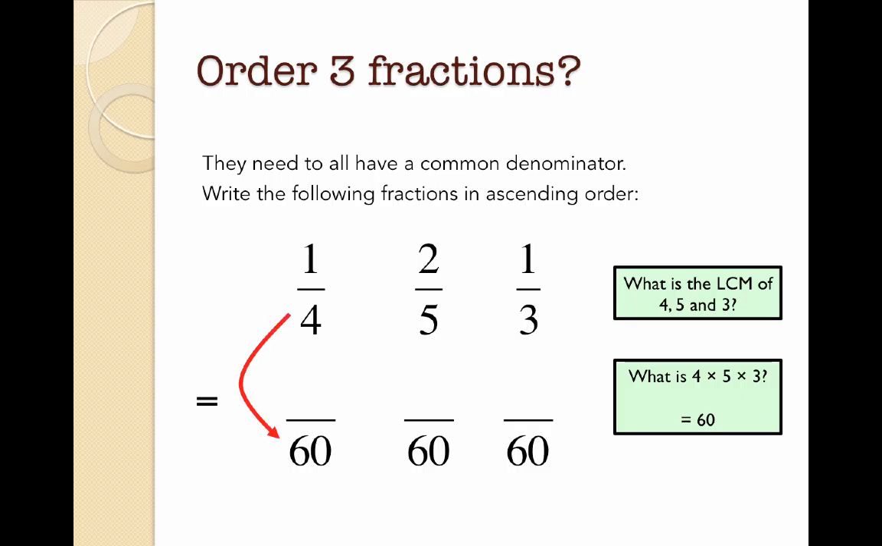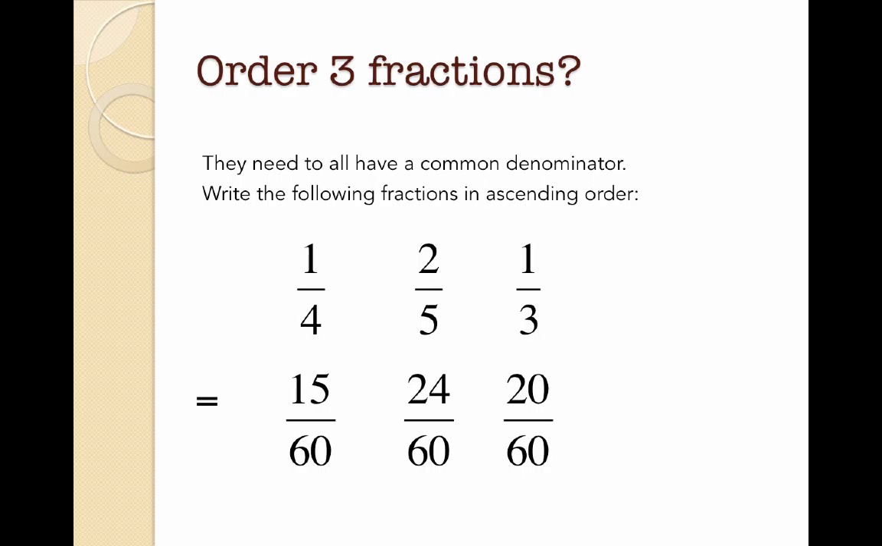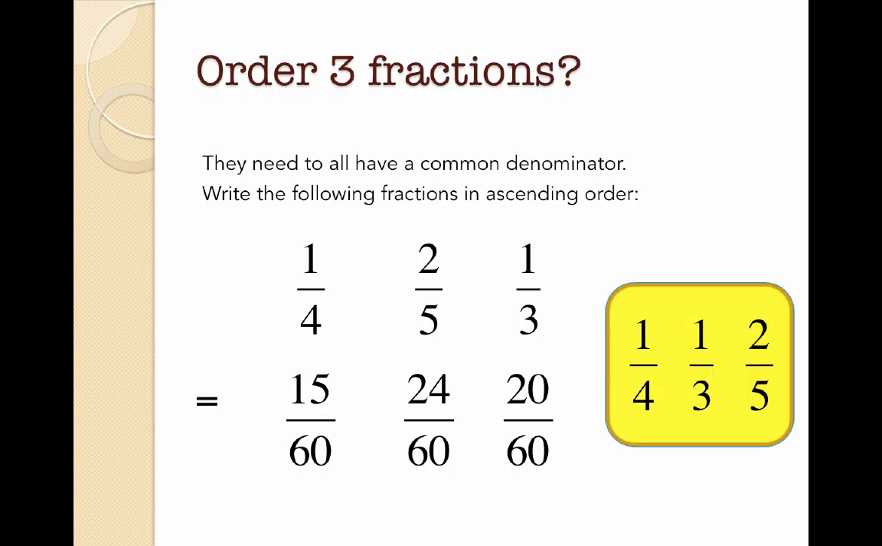Now with this 1/4, I'm multiplying the 4 by 15 to get 60. So I'll do the same thing to the numerator, and that'll give me an equivalent fraction of 15 over 60. I'm going to do the same thing with my second fraction. I multiply the 5 by 12 to get 60, so I'm going to multiply 2 by 12 to get an equivalent fraction. Finally, 1/3: I multiply the 3 by 20 to get 60, so I'm going to multiply the 1 by 20 to get 20. This gives me 3 equivalent fractions, and now it's a lot easier to compare them. It's easy to see now that the smallest fraction is the 1/4, followed by the 1/3, followed by the 2/5.